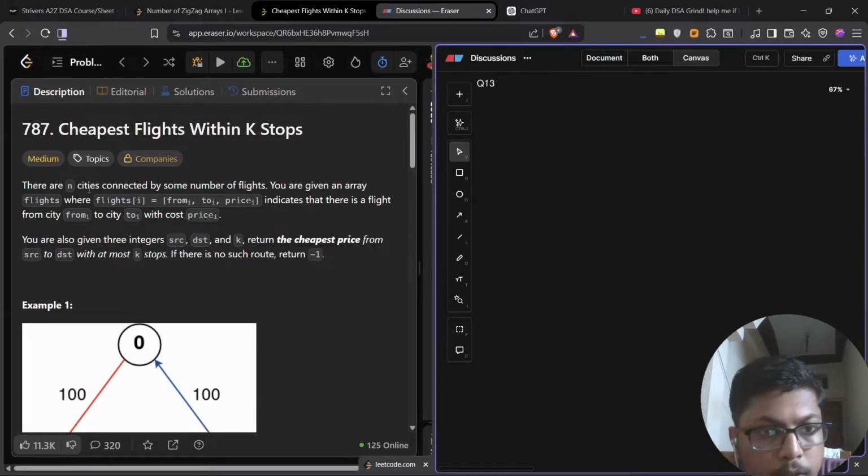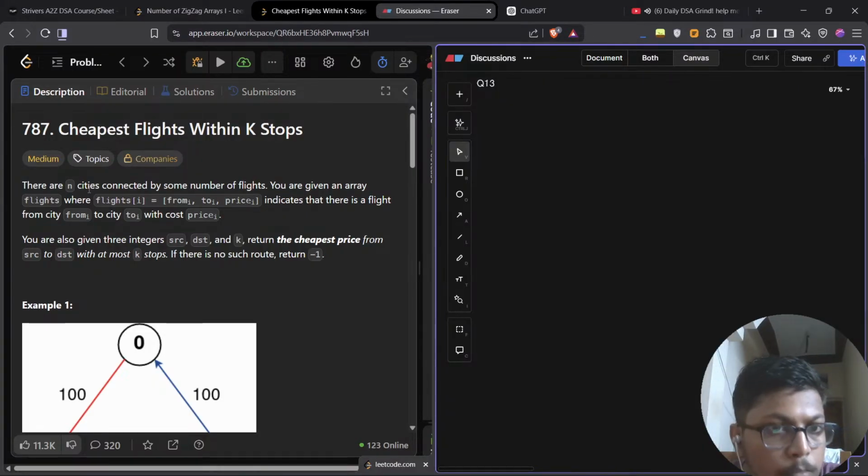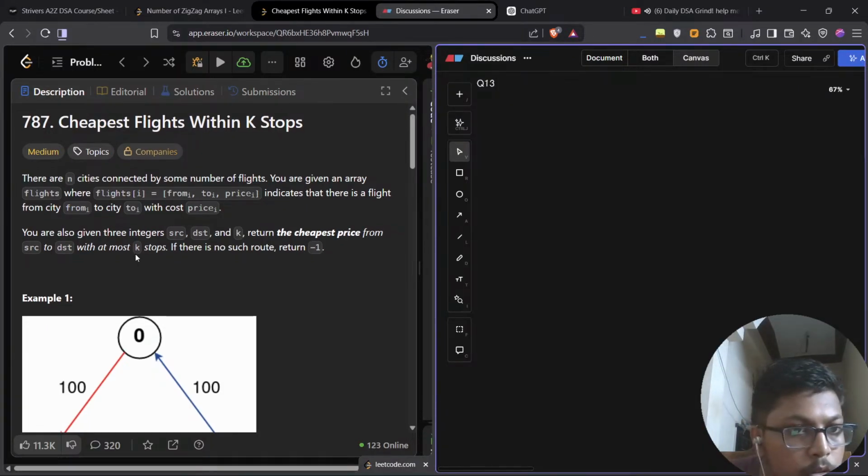So we are given n cities connected by some number of flights. You are given an array flights where each entry is a flight from city i to city j with a price. You are also given a source, a destination, and k. We need the cheapest price from the source to the destination with at most k stops.